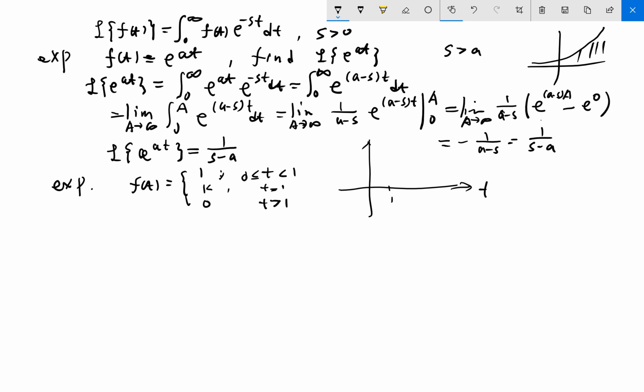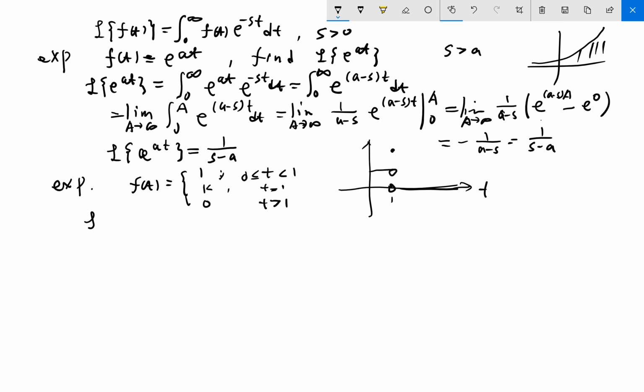When t is between 0 and 1, it gives you, say, 1 here. It's an empty dot. At t equal to 1, it equals k. Say, for example, k is here. At t bigger than 1, it gives you 0. So whenever you give me t, I tell you f(t). Now, we want to find the Laplace transform for such a function.